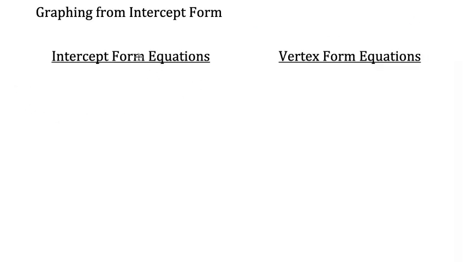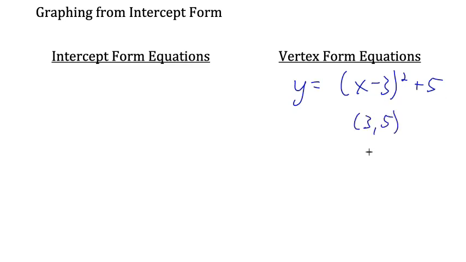Before we look at some examples of intercept form equations, let's just review a few examples of equations in vertex form. That's a little different from what we're doing today. Here's an equation that is in vertex form because we can look at it and we see that the vertex is at the point 3, 5. Here's another equation that is in vertex form, and by looking at the clues in the equation, we can see that the vertex is at the point -7, -4.